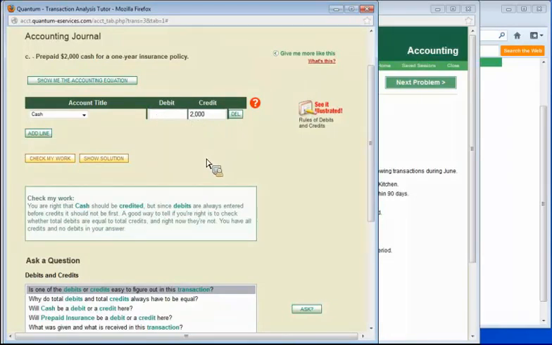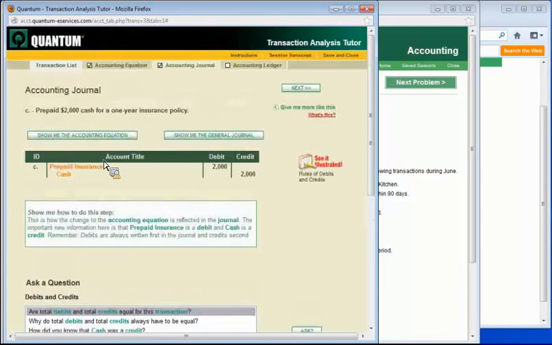Another thing I can do if I'm completely stuck as a student is I can also just click Show Solution and have it take that step for me. And it gives me an explanation. And it also remembers the prior mistake that I made. Remember, debit's always written first in the journal and credit second, so it gives me that feedback.